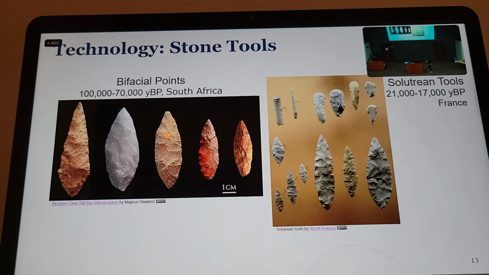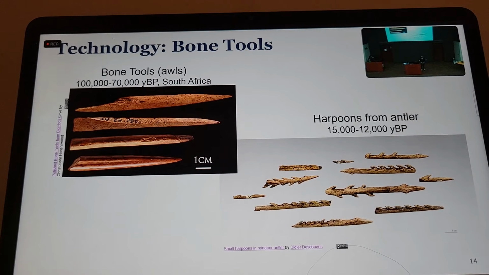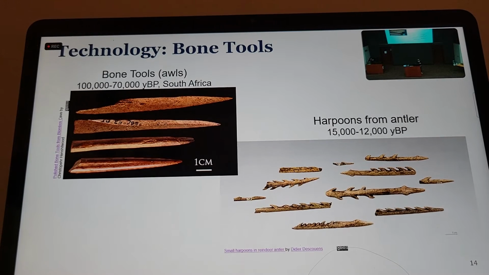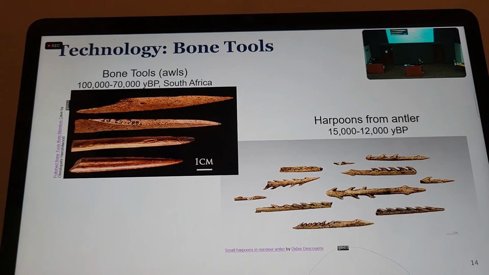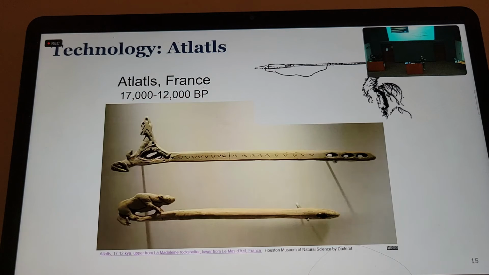So some really nice bifacial points from South Africa from about 100,000 years ago. And then even fancier tools, Solutrean tools from about 21,000 years ago in France. We also have a greater diversity of tools. Instead of just stone, we have evidence for the use of bone awls to drill holes from South Africa, harpoons, right, from antler about 15,000 years ago.